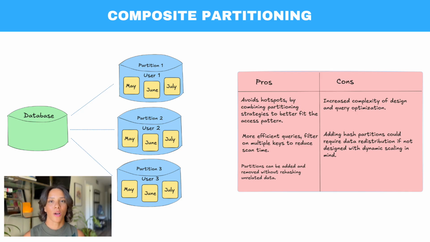Now, what if you have data that has a certain access pattern that doesn't really allow you to take any of these approaches without having a hotspot? And this is where composite partitioning comes into play. So let's say we have an application like WhatsApp where we have a user, and we need to get all the messages for a certain user within a certain time frame.